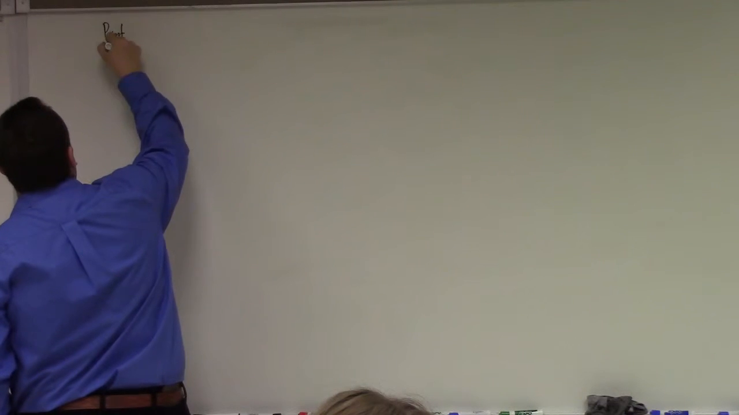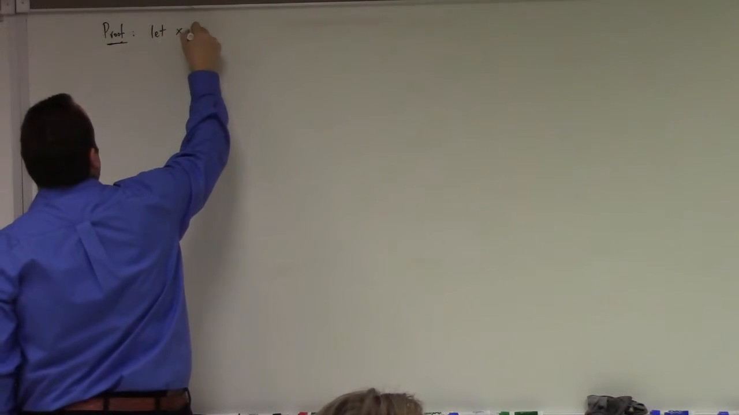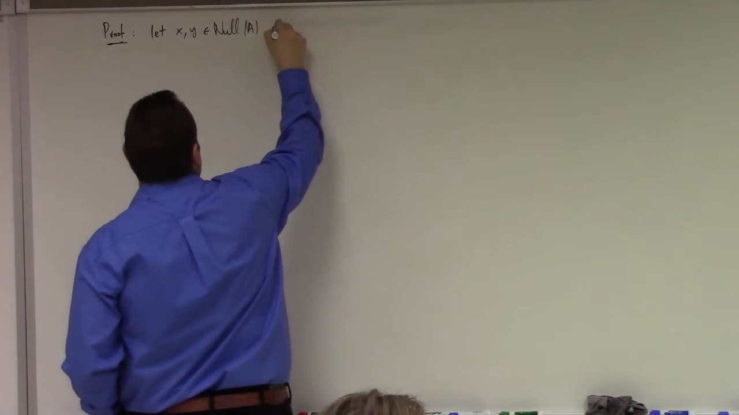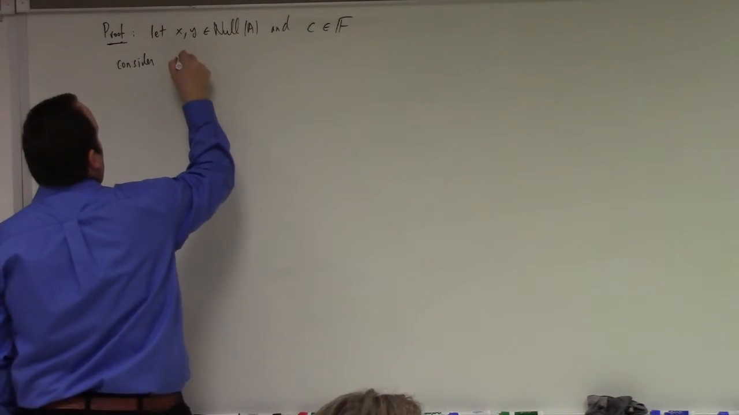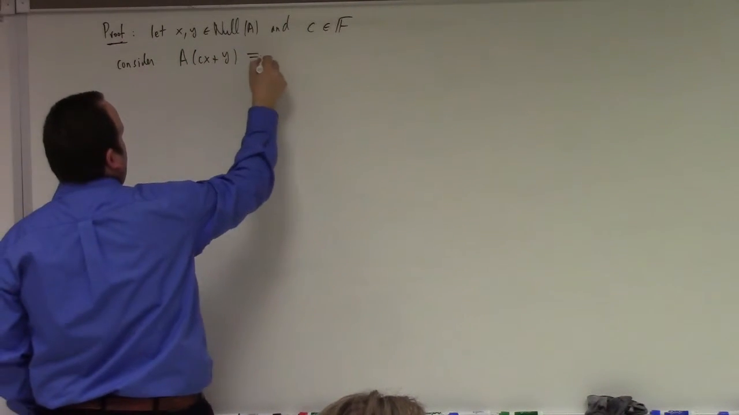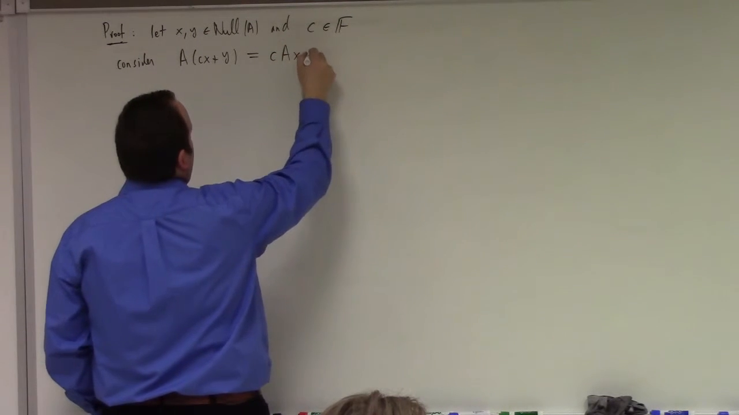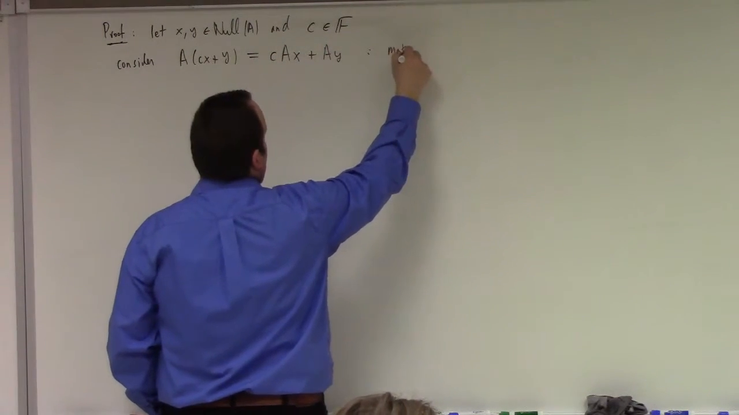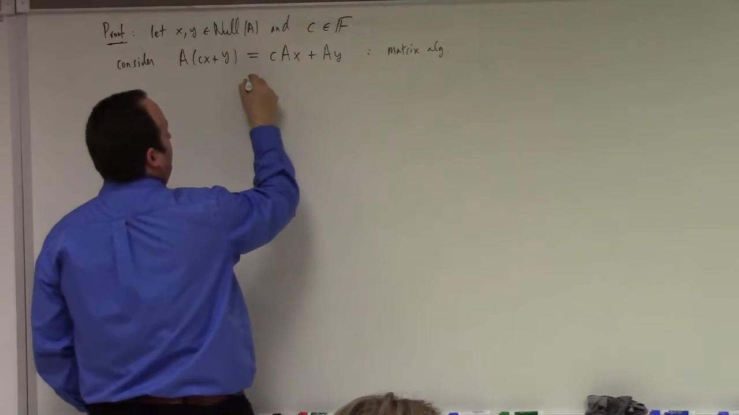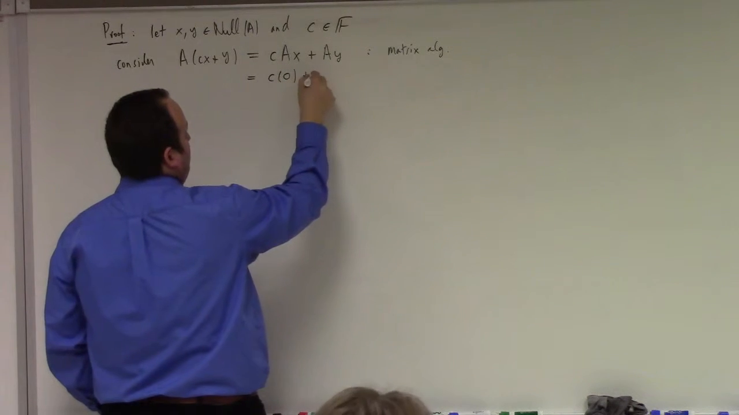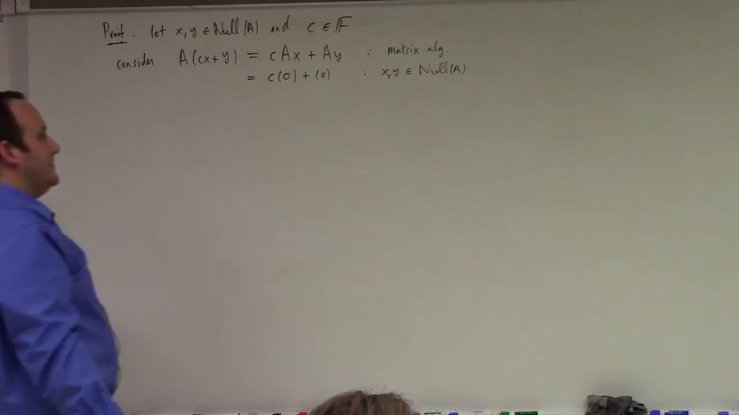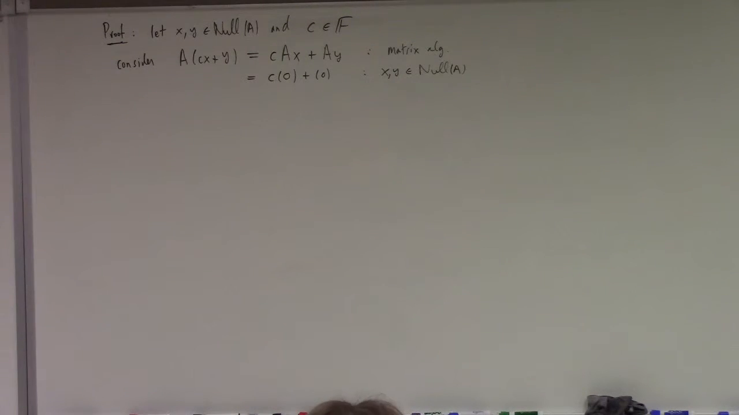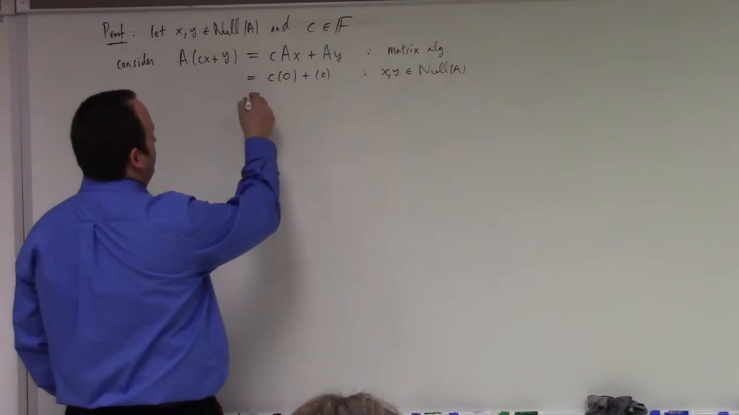The proof is really not hard. Just let x and y be in the null space of A, and c be something in the field, and then consider A times (cx plus y). By properties of matrix multiplication, we have c times Ax plus Ay. That's matrix algebra. And then what do you have? c times 0 plus 0, because we assumed that x and y were in the null space of A, which means that when A hits them, they die. They become 0. And so that's 0.